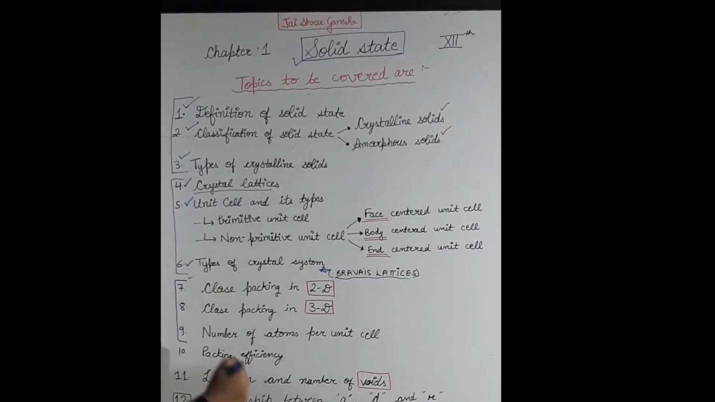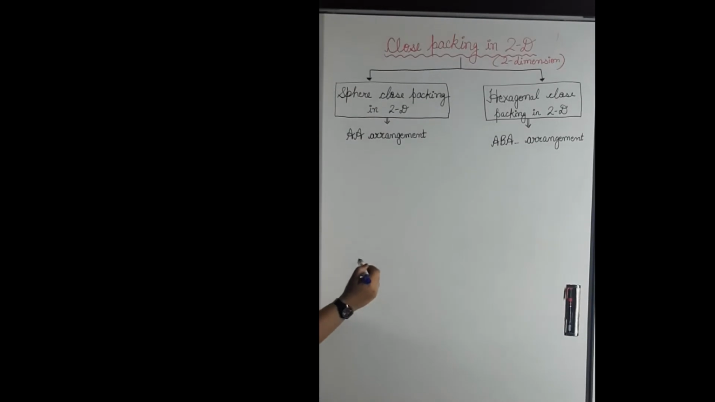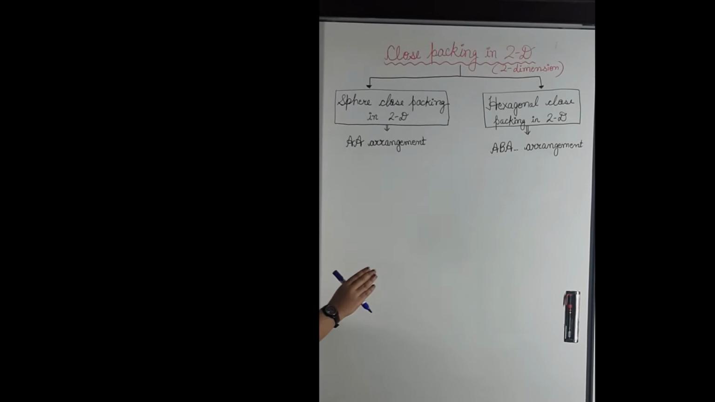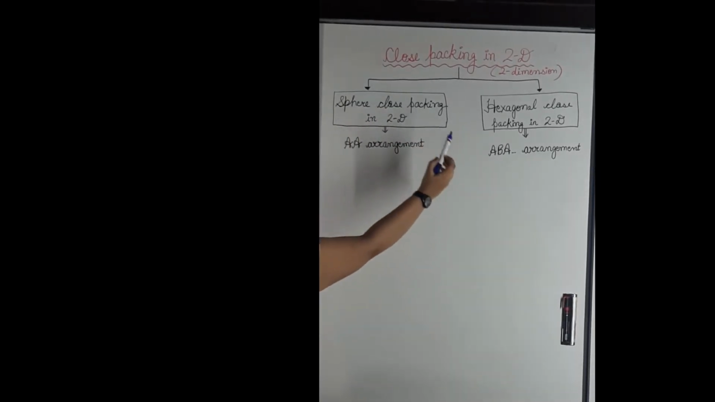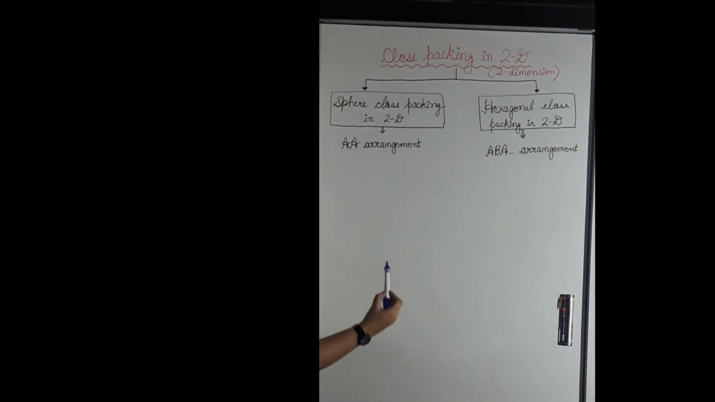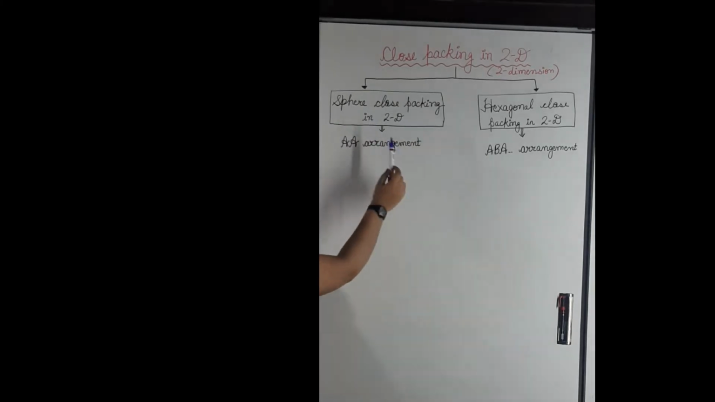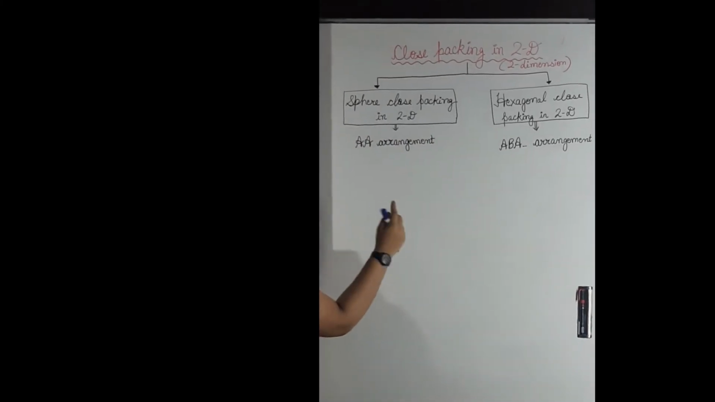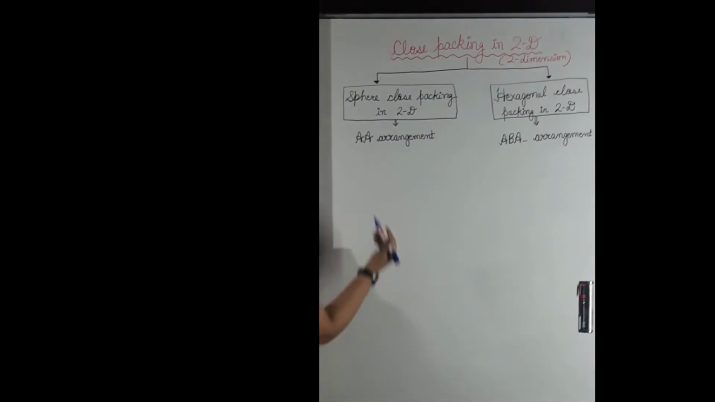Okay guys, let's start. Close packing in 2 dimensions. Here the constituent particles are arranged in different fashions to give us square close packing in 2 dimensions and hexagonal close packing in 2 dimensions. How? Let's look. In square close packing in 2 dimensions, the spheres in the second row are placed in such a way that there is horizontal and vertical alignment of the spheres in 2 rows.